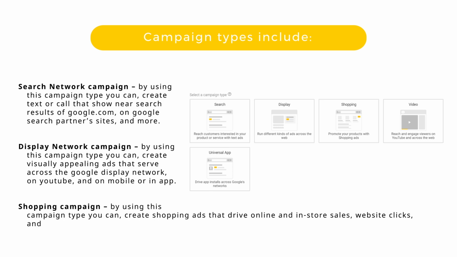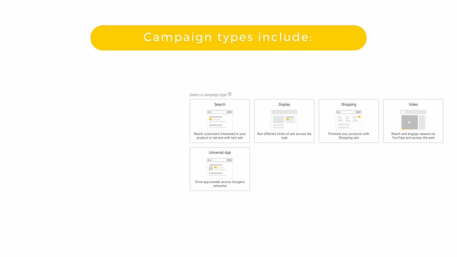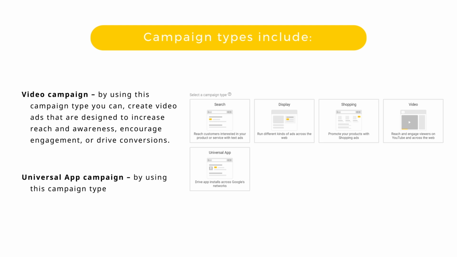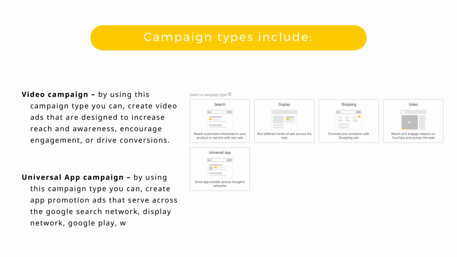Shopping campaign. By using this campaign type you can create shopping ads that drive online and in-store sales, website clicks, and other conversions. Video campaign. By using this campaign type you can create video ads that are designed to increase reach and awareness, encourage engagement, or drive conversions. Universal app campaign. By using this campaign type you can create app promotion ads that serve across the Google Search Network, Display Network, Google Play, within other apps, and on YouTube.